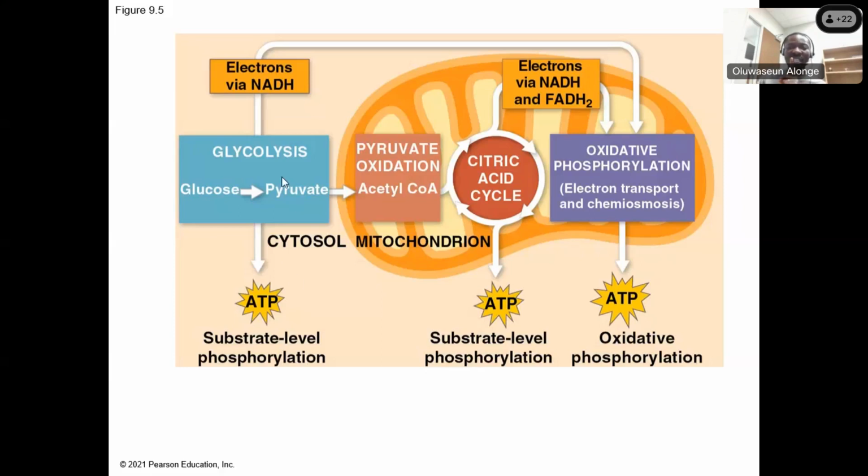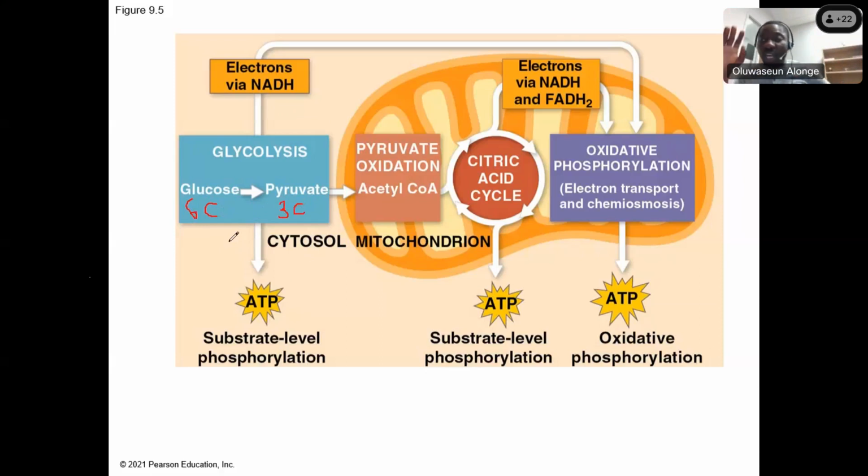This first stage is glycolysis. Glycolysis, breaking glucose into smaller molecules. This process will break glucose into pyruvate. Glucose is a 6-carbon compound, and pyruvate is a 3-carbon compound. Glucose is 6 carbon. Pyruvate is 3 carbon. So glucose is made up of a 6-carbon compound, and pyruvate is made up of a 3-carbon compound.